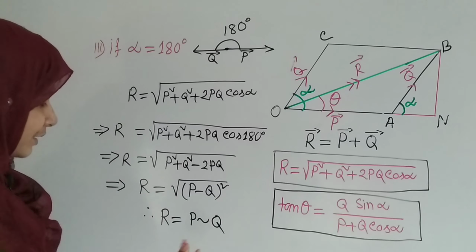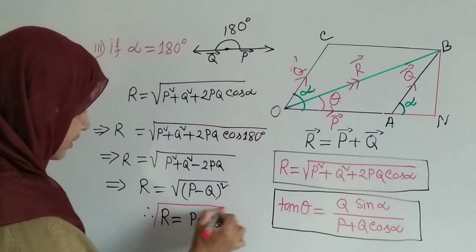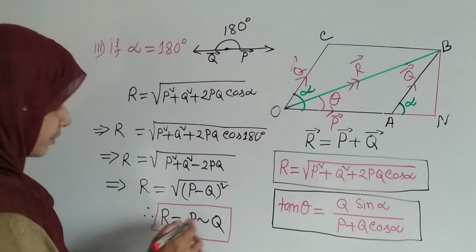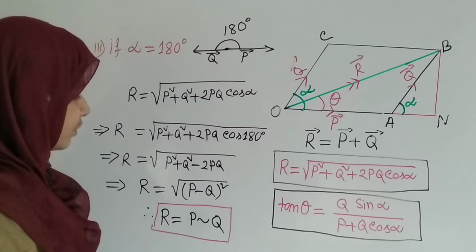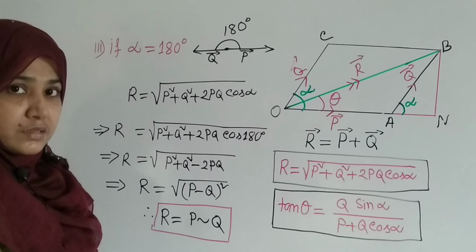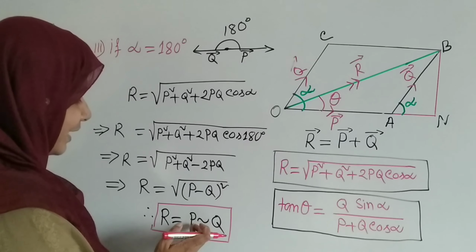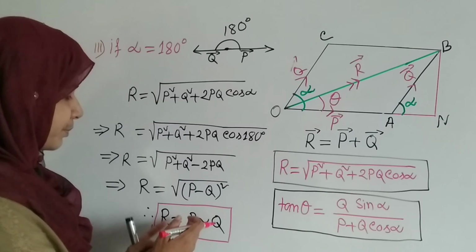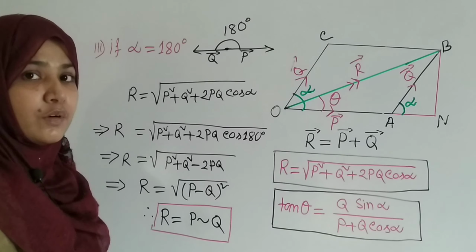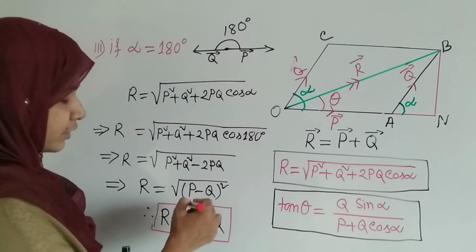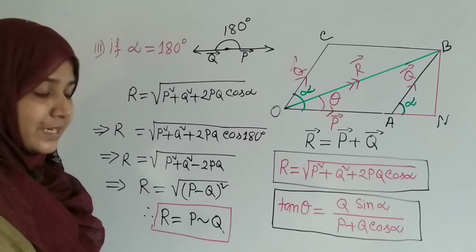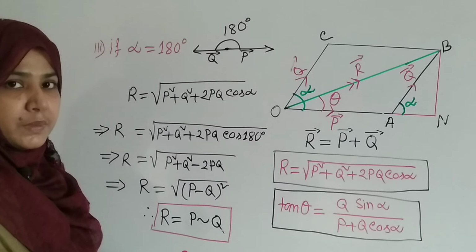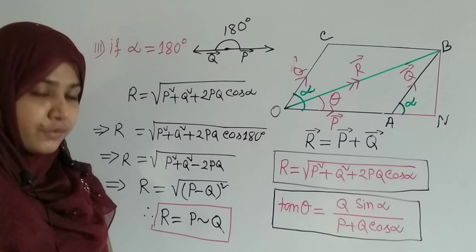Here I am using the sign P variation Q. Why variation? Because when the value of P is greater, then we subtract Q from P, but if the vector Q is greater than the vector P, then we subtract P from Q. That means we can write P minus Q or Q minus P. It depends on the value of the vector.